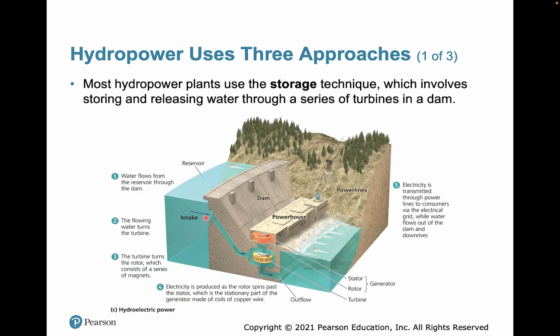So here it is. Most dams use the storage technique. So the dam runs across the river, and there's a difference in height. So there's your kinetic energy. It's the energy of falling water. So the water goes into the dam and then mechanically turns the turbine, which will then turn it into electrical energy, right? So the water will fall through and head down river, okay? And then that electricity is transmitted through power lines.